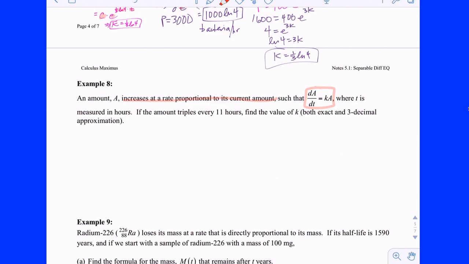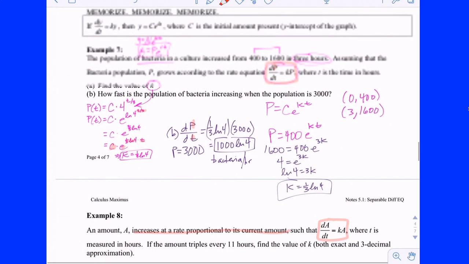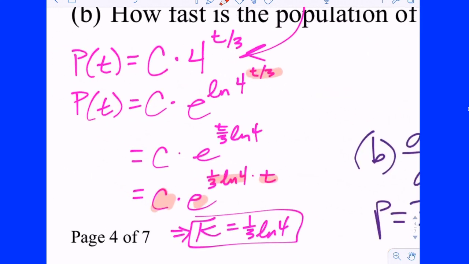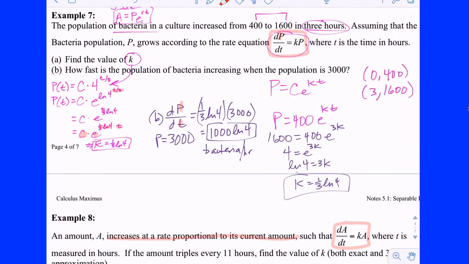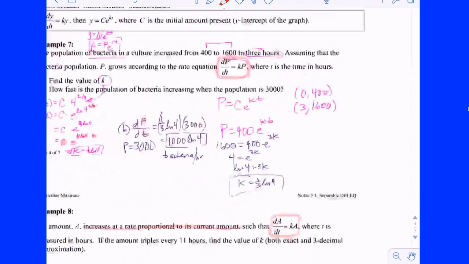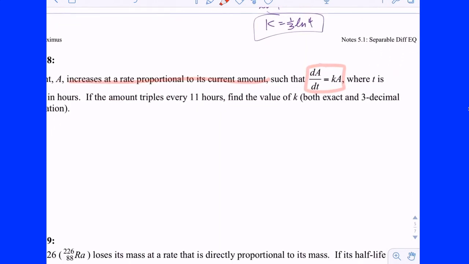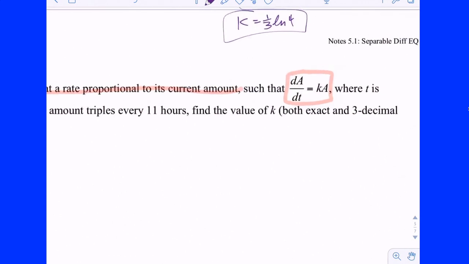You have two options. You could do it either way like we did up here. You could set it up using your little pre-calc knowledge and then convert it to base e, or you can go to the sect equation, create ordered pairs. What are y'all more comfortable doing? You like the ordered pairs? Okay. So if the amount triples every 11 hours, at time equals 0, we don't know what the initial amount was, do we? So we can make something up.